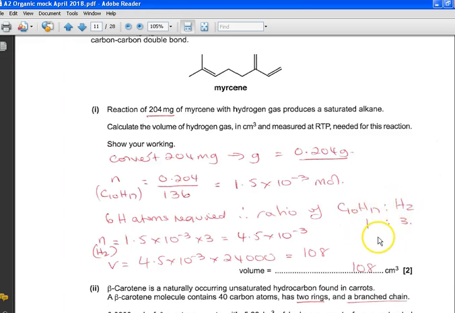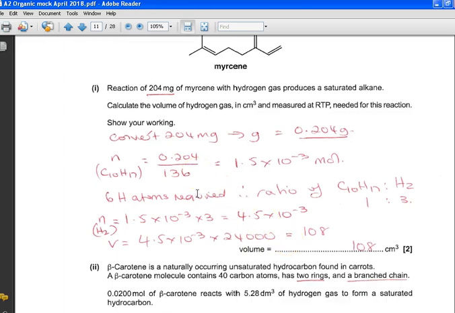So your ratio is 1 to 3. So you need 3 times as many moles of hydrogen as you had myrcene. So you just multiply it up by 3. So that tells you the moles of H2. And then you can convert that to a volume by multiplying by 24,000.